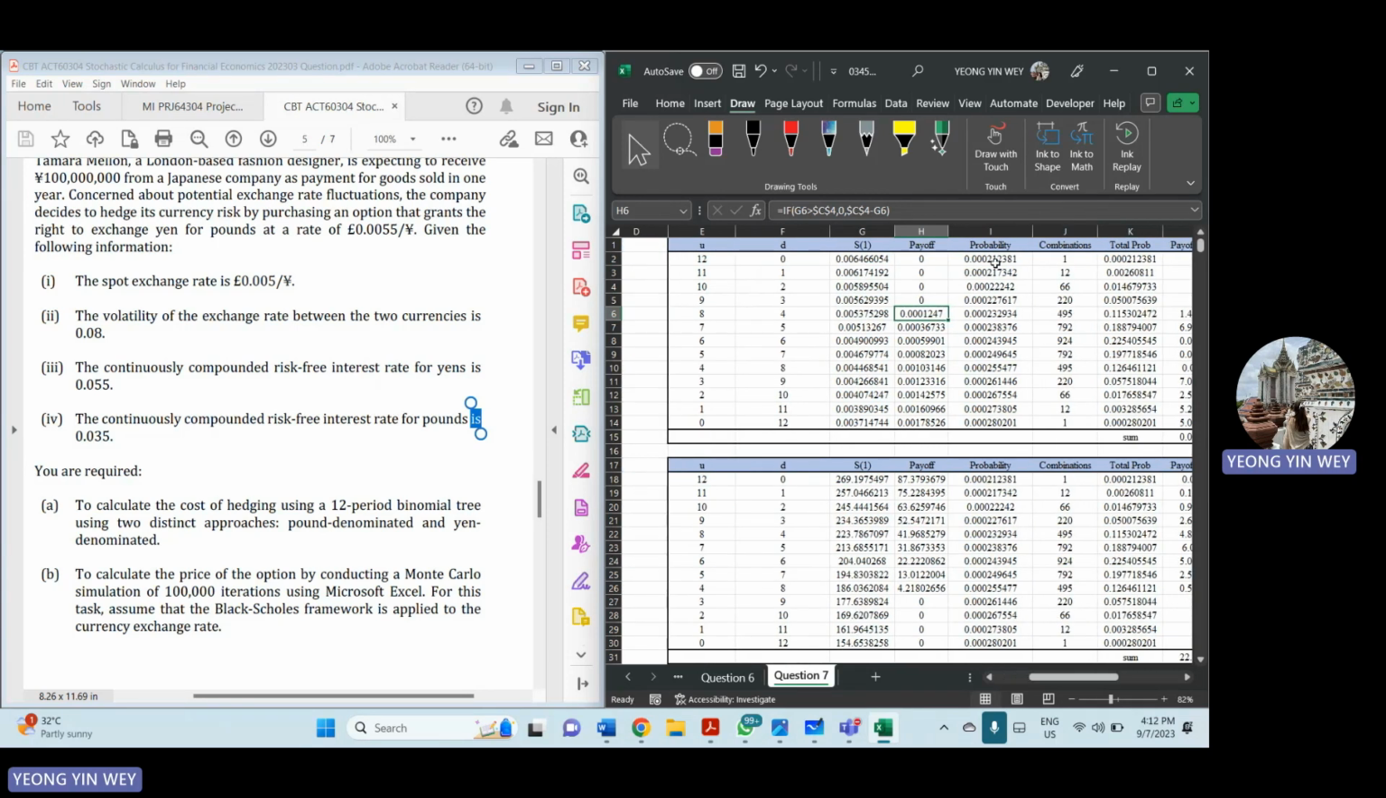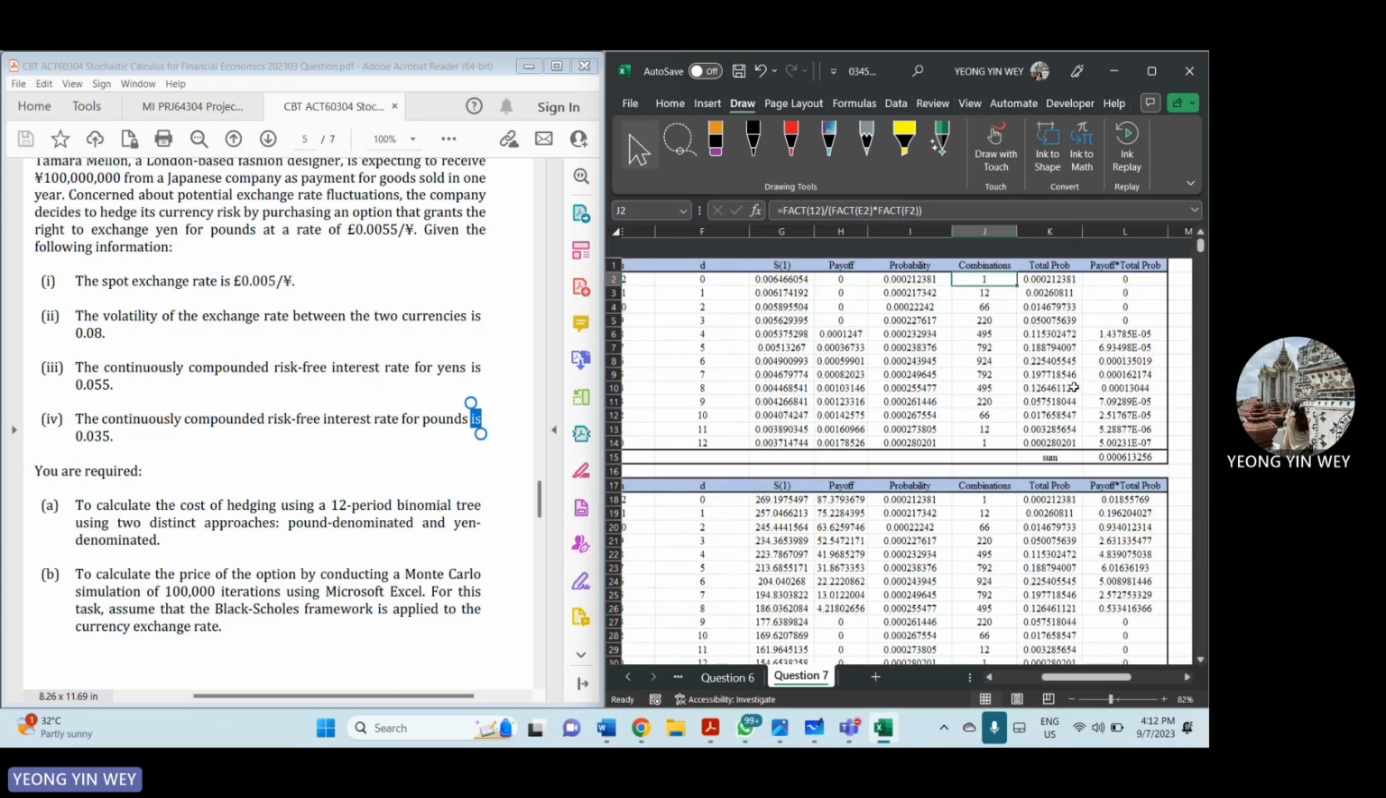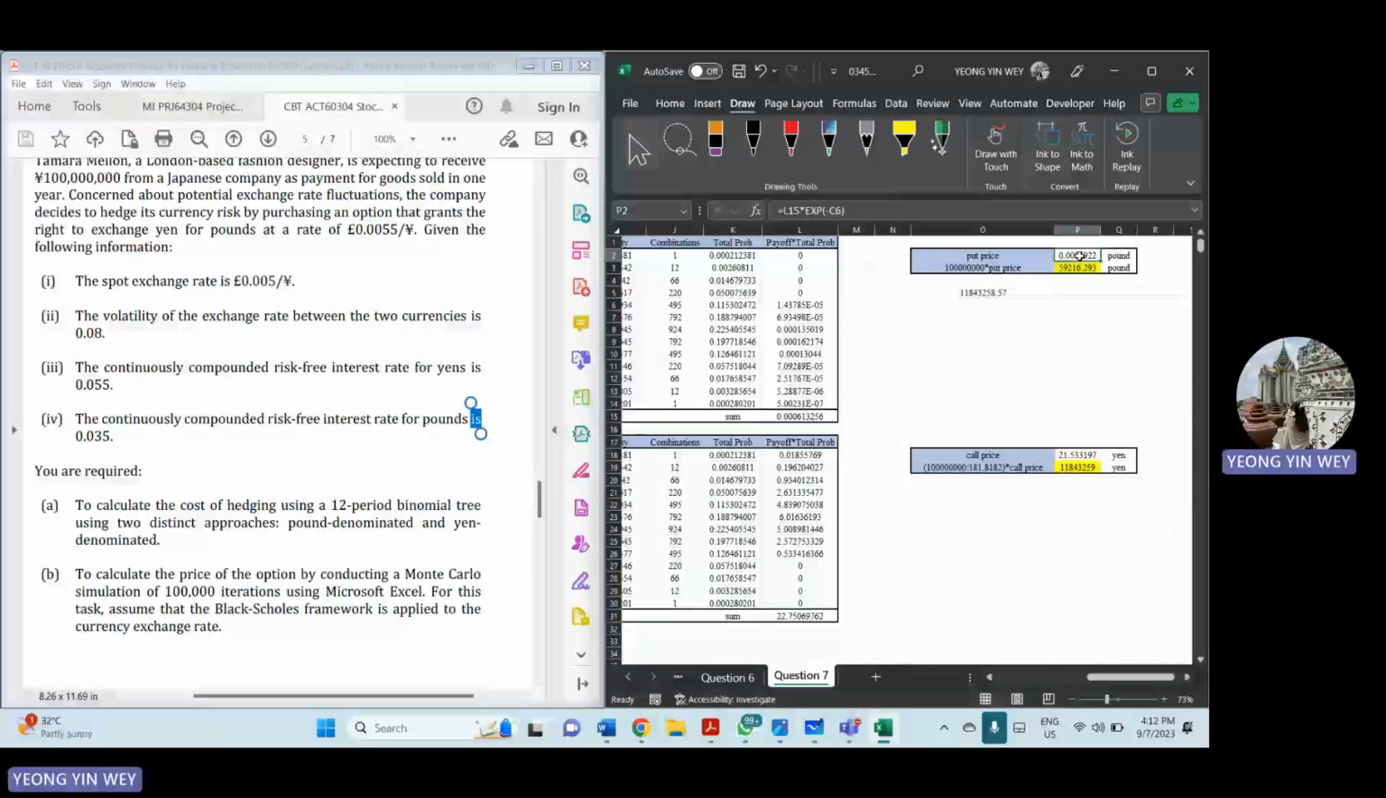For the probability, we are calculating using what we discussed in question 6 also. The combination by using the factorial, times the probability with the combination, then we can get the total probability, and times with the payoff, we can get the summation of the whole payoff. By discounting the payoff back to time 0, we can get the put price.